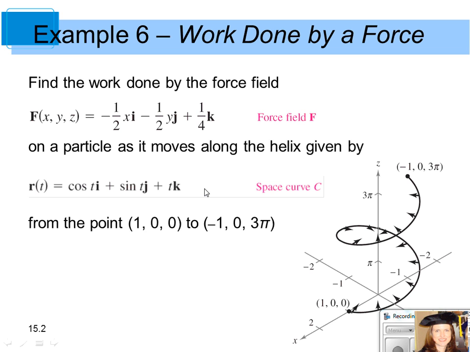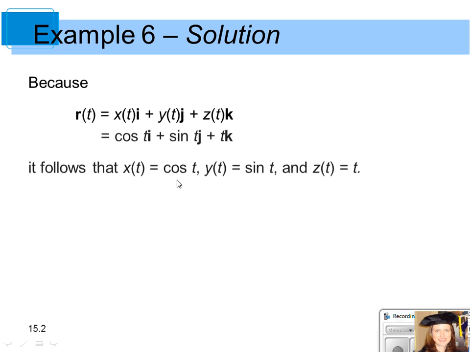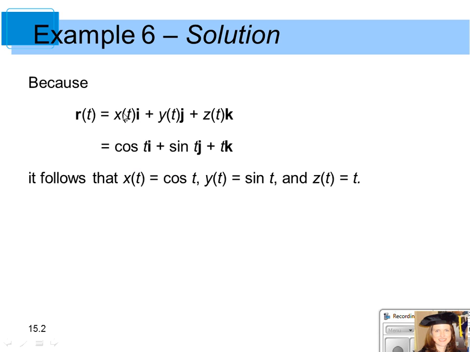That's how you would determine the bounds of the definite integral. Now, because r of t is your components, again, you can say that x is equal to cosine t, y is equal to sine t, and z is equal to t. That's taking the path that they've already given you and setting the x, y, and z equal to what the components are.